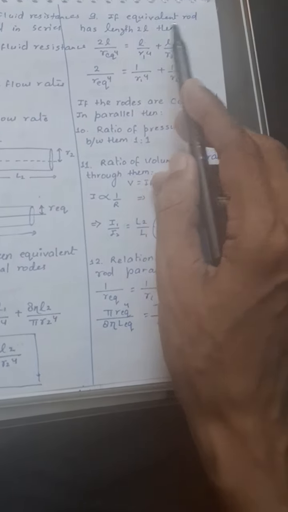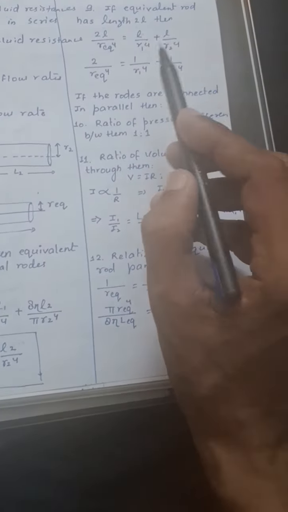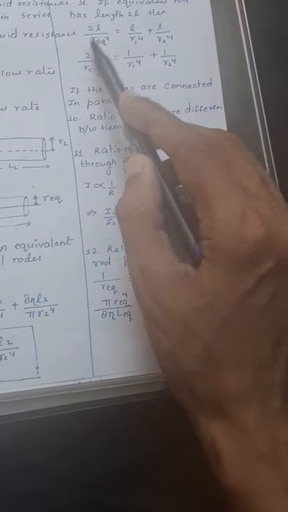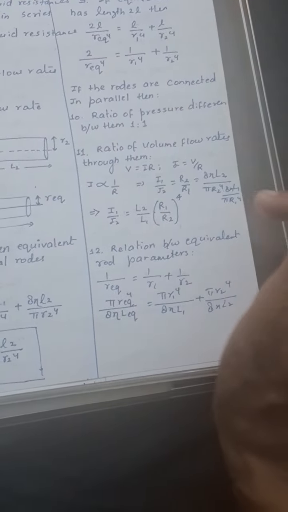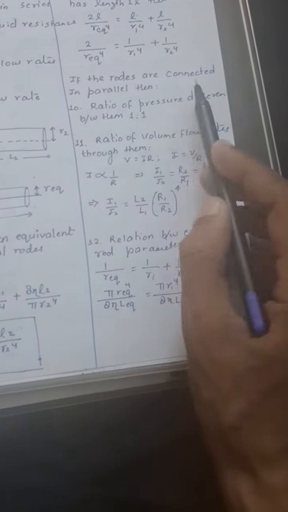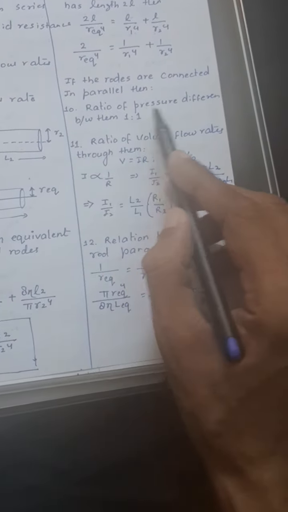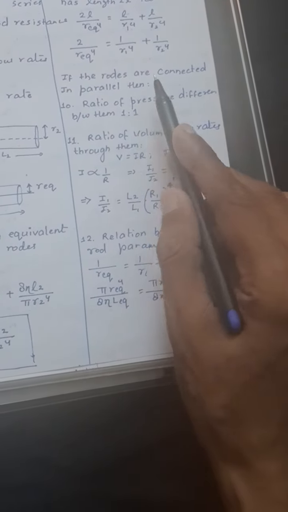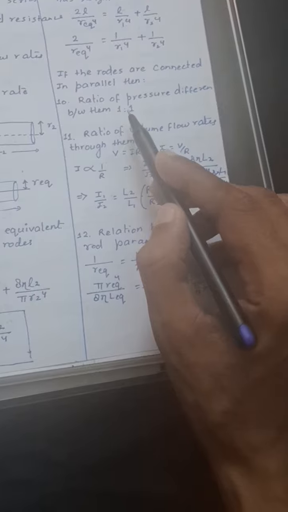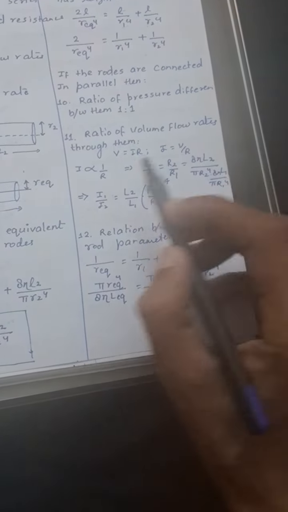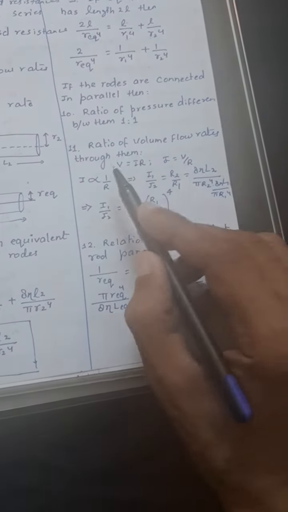Next, if the equivalent rod has length 12, then you just equate L equivalent as 12. From here we get this relation. Now, if the rods are connected in parallel, then the first question is the ratio of pressure difference between them. In parallel combination, pressure difference is the same, so that will be 1:1. Next is the ratio of volume flow rate through them.